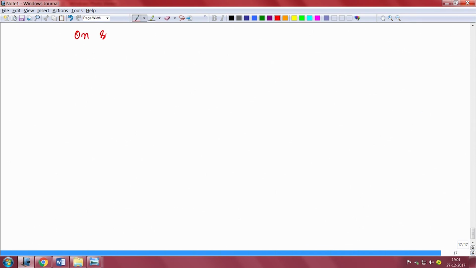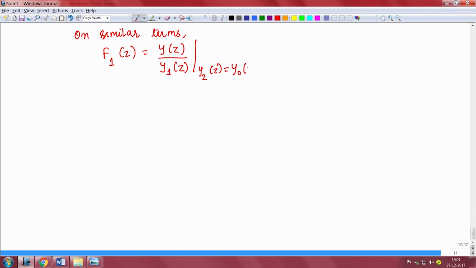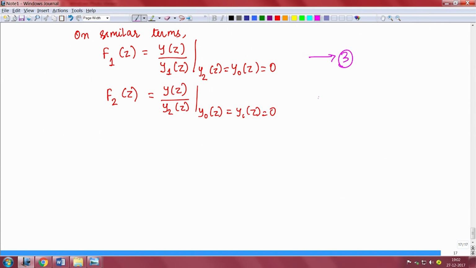On similar terms, we write F1 of z is equal to y of z by y1 of z when y2 of z equals y0 of z equals 0, and F2 of z equals y of z by y2 of z, given y0 of z equals y1 of z equals 0. So, let us label these 3 and 4.